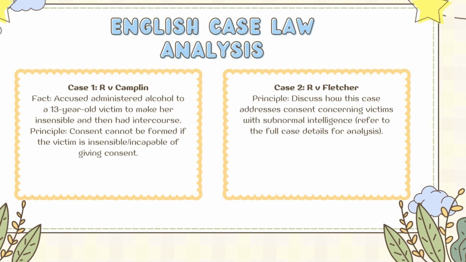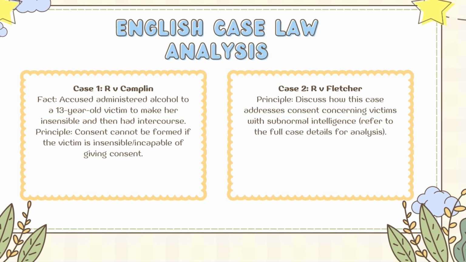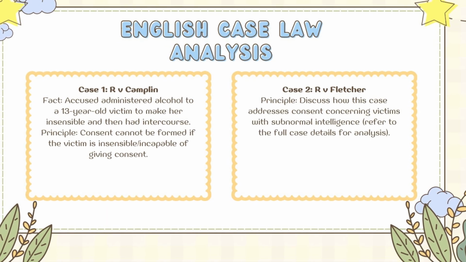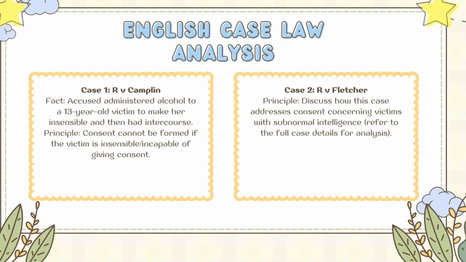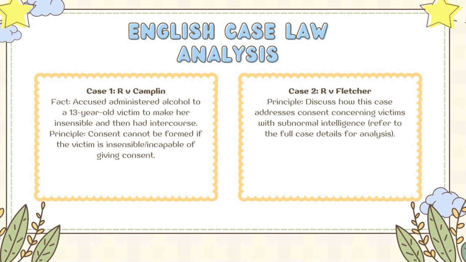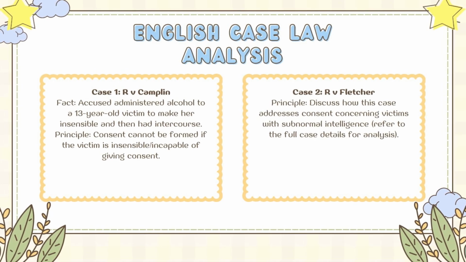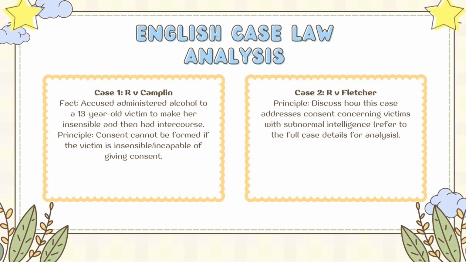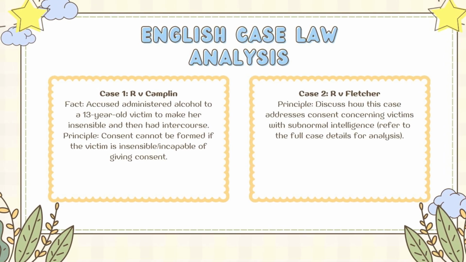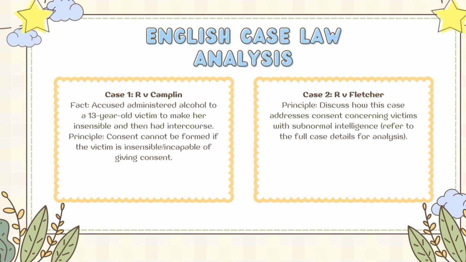Our study of English law highlights two cases. First, R v Kemplin. In this case, the accused exploited a 13-year-old victim by administering a significant amount of alcohol, causing her to become insensible. The court held that consent cannot be formed if the victim is insensible, as she is physically incapable of giving it. Second, R v Fletcher dealt with a woman of subnormal intelligence, raising complex questions about her capacity to consent, a fundamental issue in many sexual offence cases.